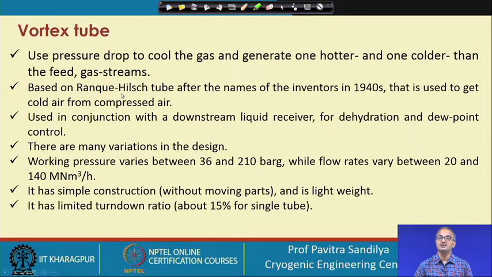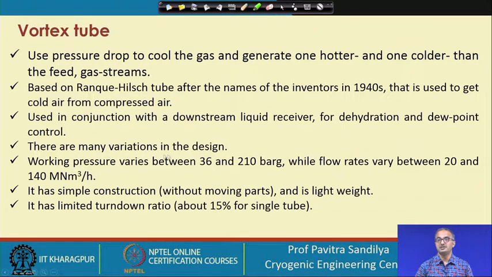And this was invented by two scientists, Rankine and Hilsch, in the 1940s, and they were using it to get cold air from compressed air. So these vortex tubes are also sometimes called Rankine-Hilsch tubes. These are used in conjunction with a downstream liquid receiver for dehydration and dew point control. So that means they are not always used in standalone mode, they are used with a liquid receiver.